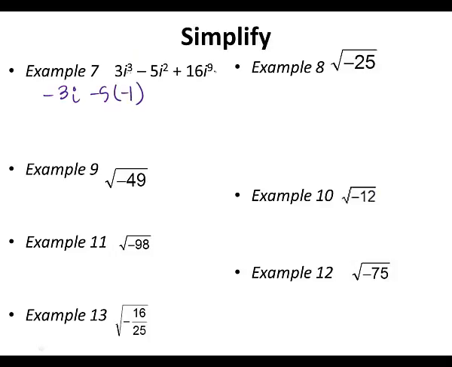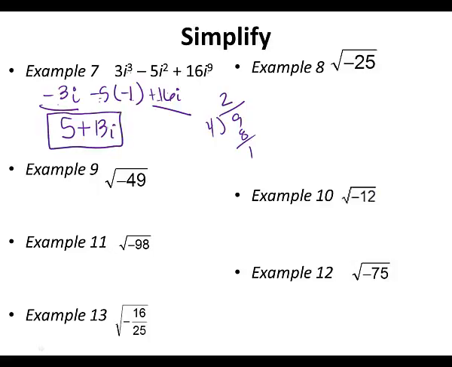Negative 1. i to the 9th, wouldn't I have to divide it real quick? So how many times does 4 go into 9? 2. So we'd have 8. What's your remainder? 1. So that's the same as i. So plus 16i. What's negative 5 times negative 1? 5. And then we can combine these i's together. So negative 3i and positive 16i is... Notice I wrote the variable in the back, right? We're going to see in a minute that's the proper way to write a complex number.